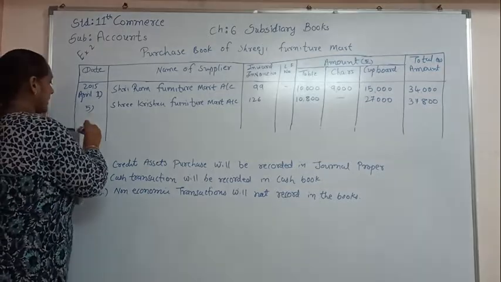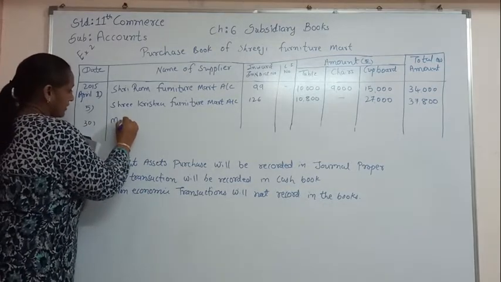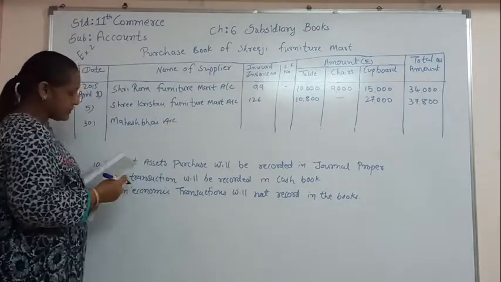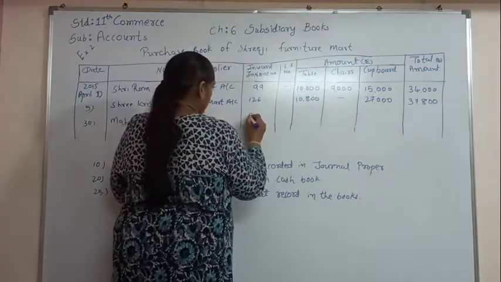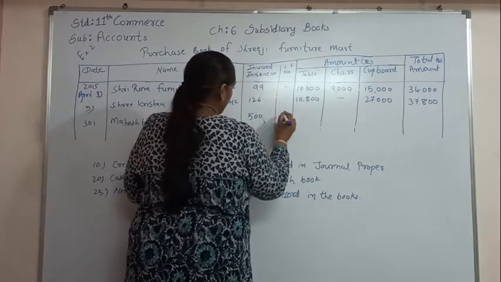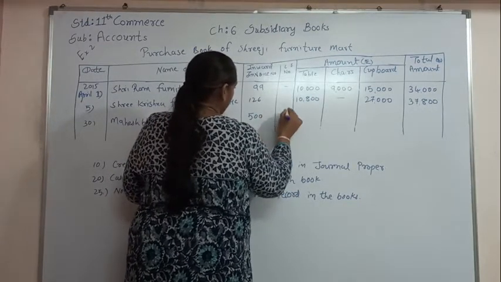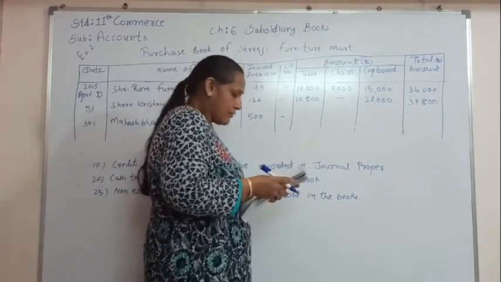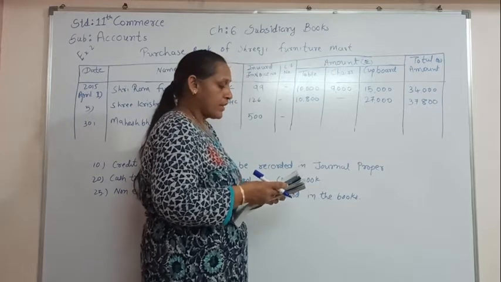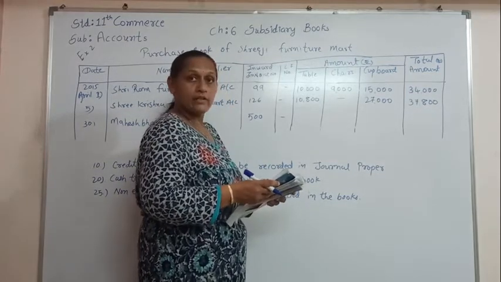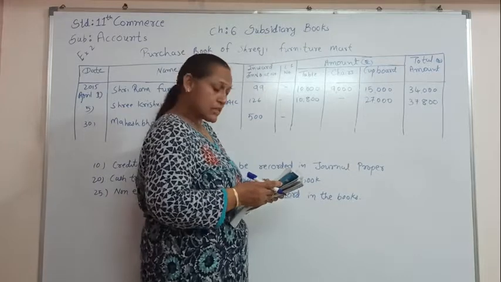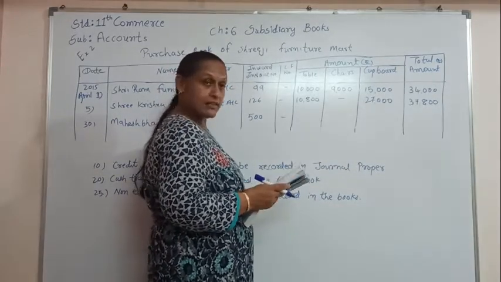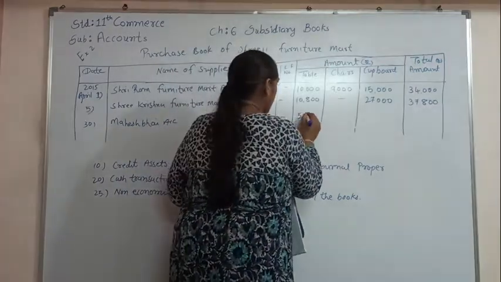So we will write Mahesh Bhai account, and bill number is 500. So that also we are going to write here. Bill number is 500. And here again, the very first thing is 5 pieces of table at 1,200. So that will be 6,000. From 6,000, if we deduct 10% trade discount, that is 600. So the amount will be 5,400.